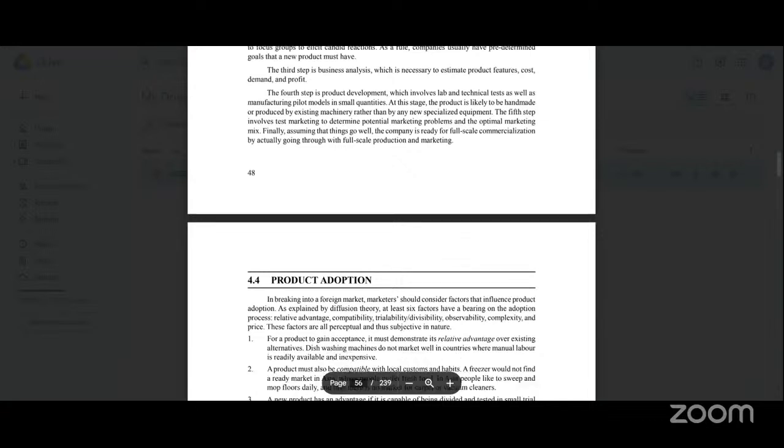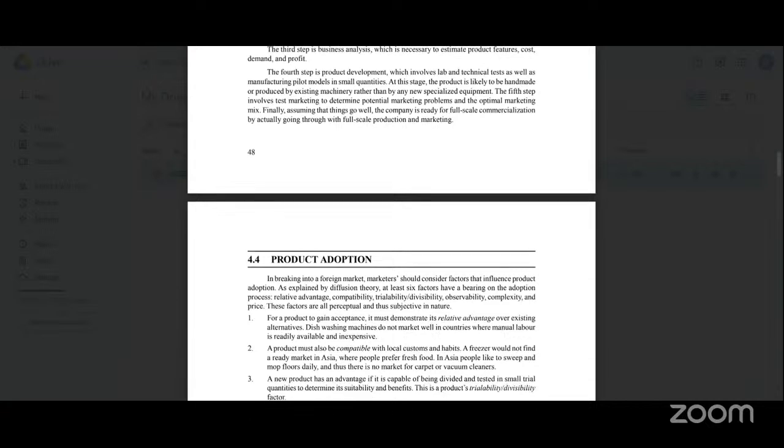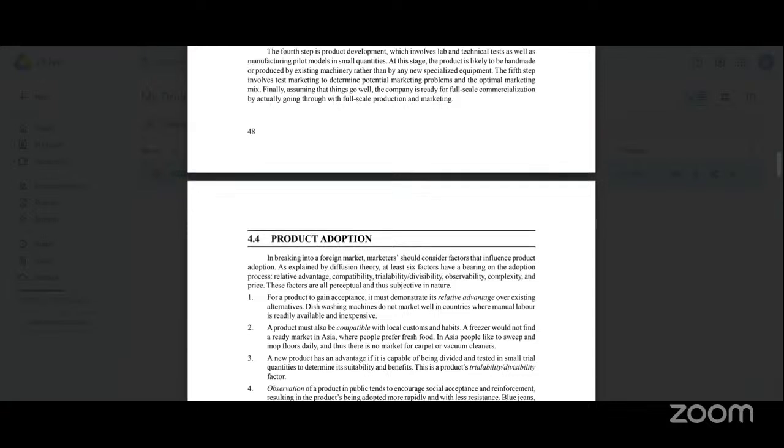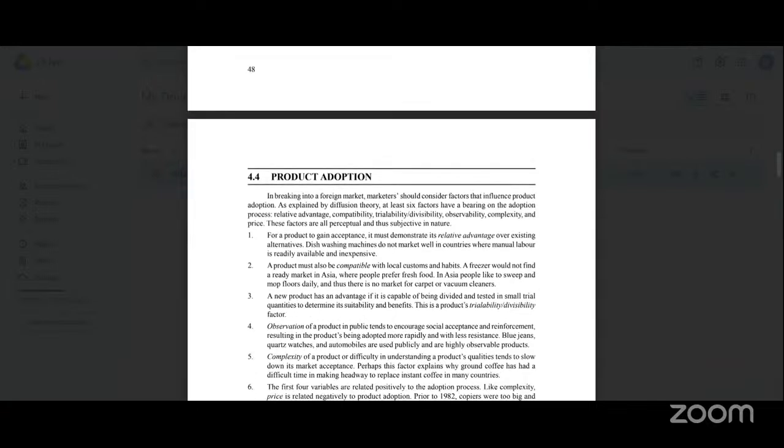Then the fifth step involves test marketing to determine potential marketing problems and the optimal marketing mix. And finally, if all works well, then the company may decide to go for a full scale commercialization of that particular product. So that means that there is going to be full scale production and marketing.